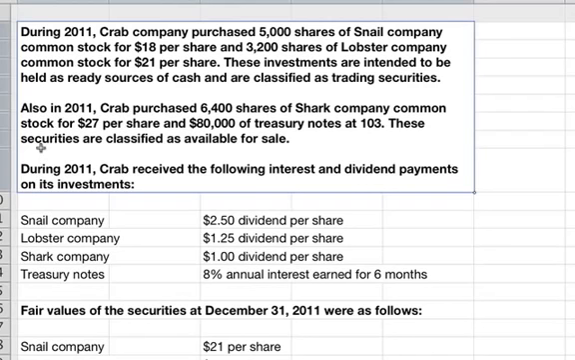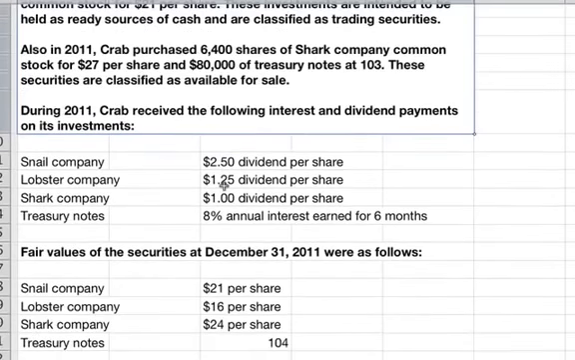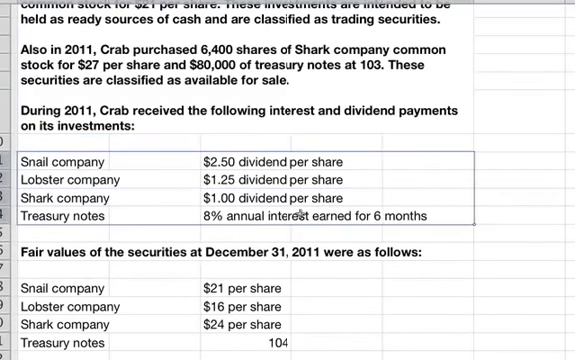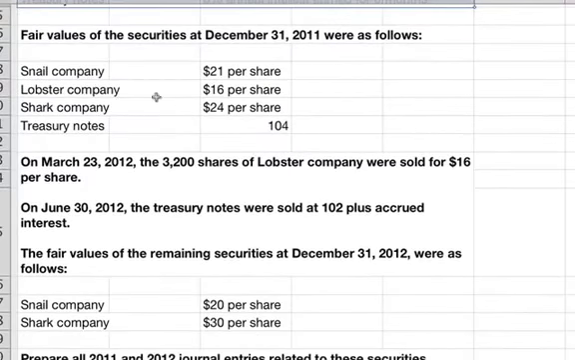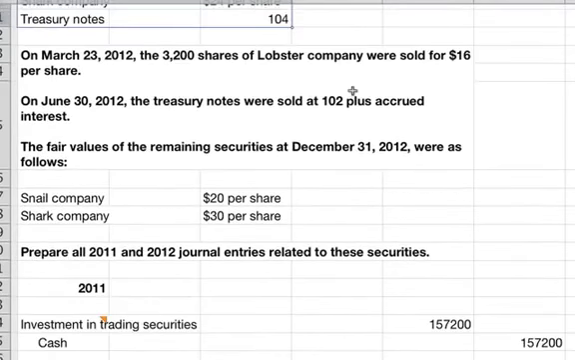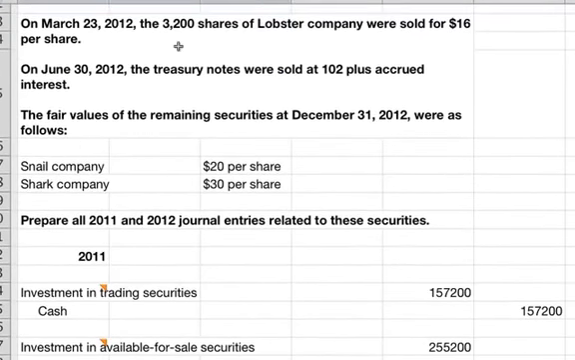Also in 2011, Crab purchased 6,400 shares of Shark Company common stock for $27 per share and $80,000 of Treasury notes at 103. These securities are classified as available for sale. During 2011, Crab received the following interest and dividend payments on its investments, and we'll come back to these in a second. The fair values of the securities at December 31st, 2011 were as follows, and we'll come back to these in a second. And these are some other transactions that happened.